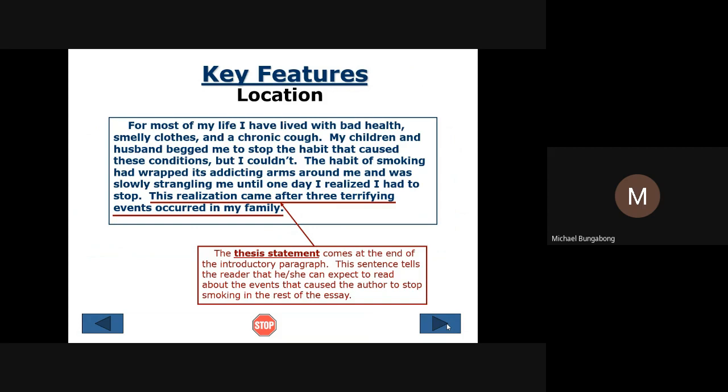But if you're going to ask me, sir, you told me that before the subtopic, where is the subtopic? I intentionally removed the subtopic to avoid confusion, class, but you can definitely add that if you want, okay? You can actually continue and put the subtopic if you'd like, okay? But of course, if there is no underline in there, you could have underlined maybe the second sentence here. My children and husband begged me to stop the habit that caused this condition, but I couldn't because of this possible condition. So you may probably think that this is a subtopic, yung the habit of smoking had wrapped its addictive arms, but definitely it's not, okay? So be careful. Always remember that the thesis statement is the one controlling your entire essay.